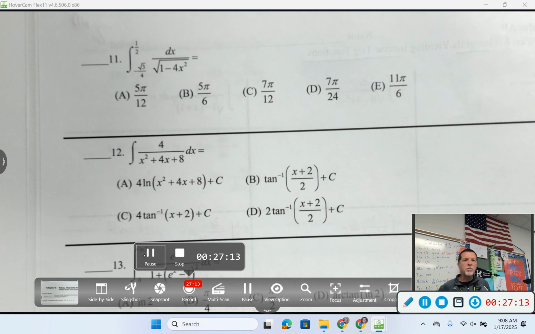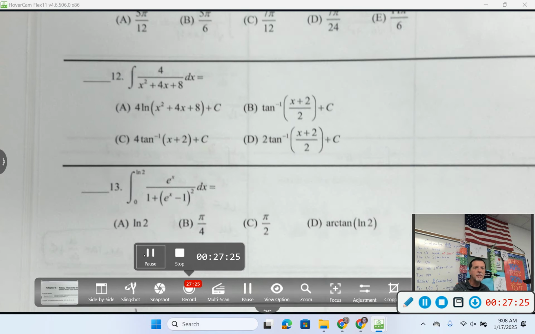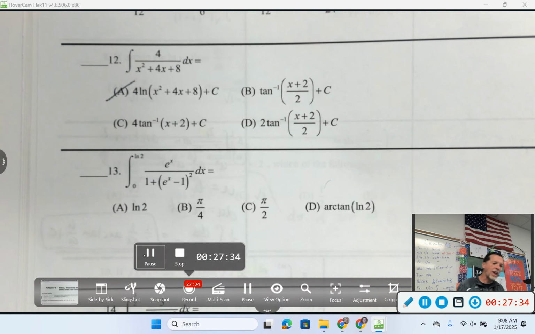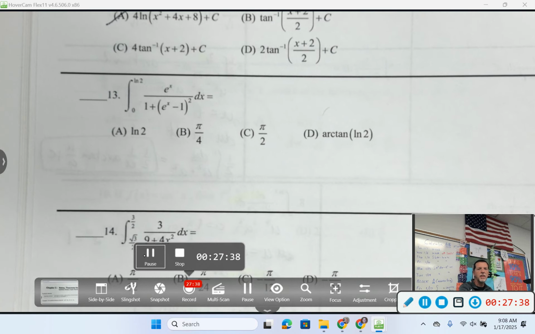Number 11, where are we headed with that one? Arcsine, square root of 1 minus something squared. So, obviously there's more work to do, but pretty sure that's an arcsine problem. How about number 12? Arctan with a complete the square. So it's probably not answer choice A. It's arctangent of something. 13?